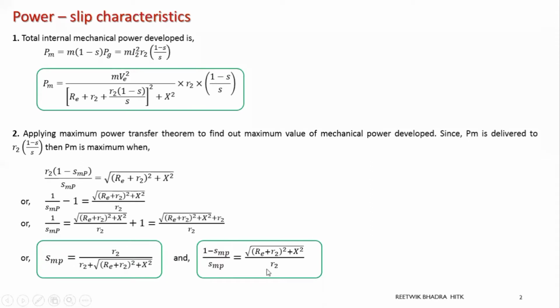Now I have found out another term, because we will need it while solving problems or otherwise. From this, you can write (1 minus SMP) by SMP. If you solve it, (1 minus SMP) by SMP is nothing but the square root of this term divided by R2. So this is my slip, and this term will be required somewhere in later slides, which is why I found it out.